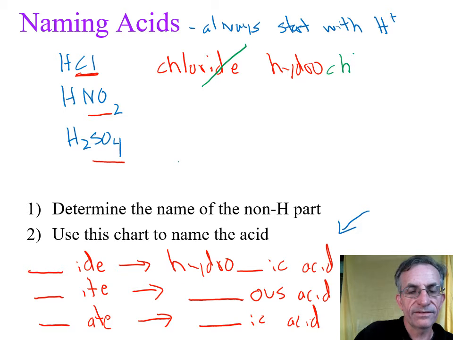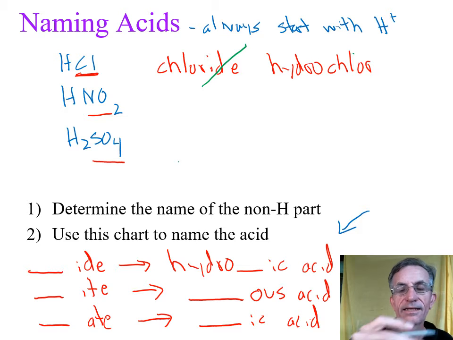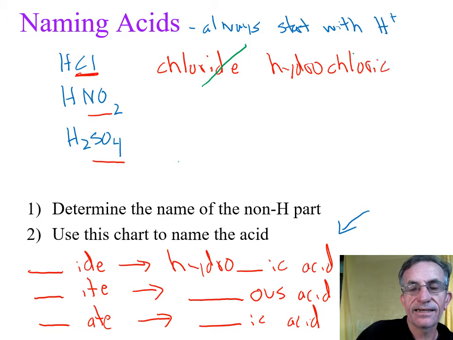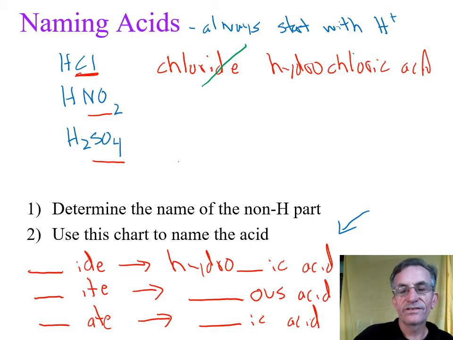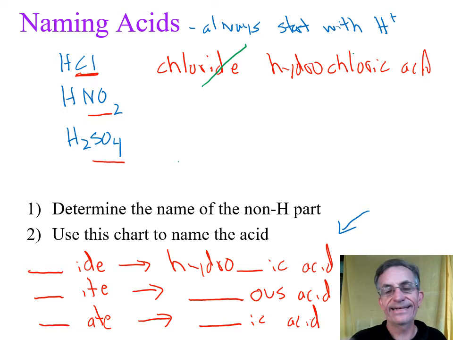Hydrochlor. Now, not hydrochloride, hydrochloric acid. So the ide gets replaced by IC, and you actually also start with hydro. So it's hydrochloric acid. All right, let's do some more. A little confusing at first, huh? Let's do some more. All right, so how about that middle one?